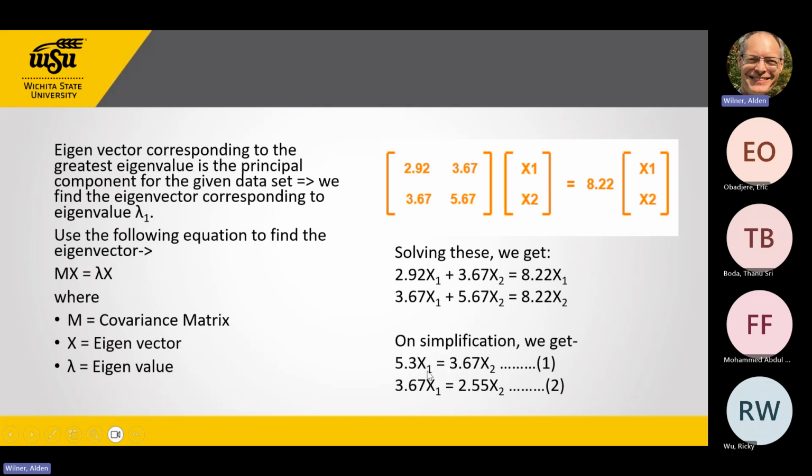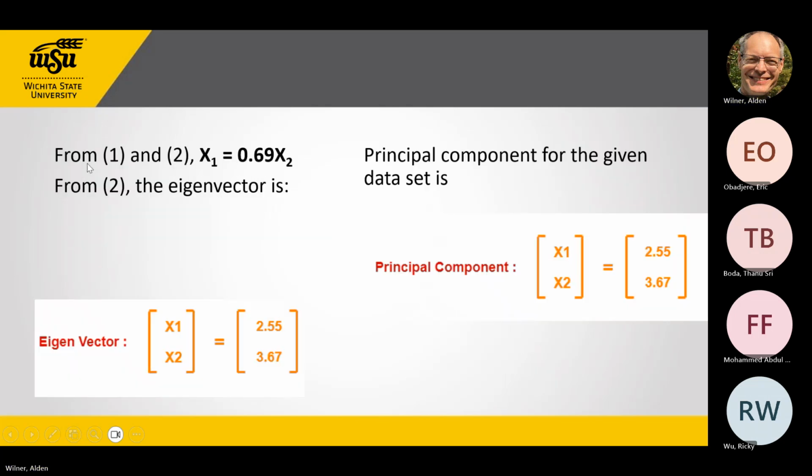So when we simplify these, we get 5.3 x1 is 3.67 times x2. We have a couple of equations. We can then solve those equations together, and we find that x1 is 0.69. And so therefore, the eigenvector x1, x2 equals 2.55 over 3.67. The principal component for our given data set is therefore this feature.